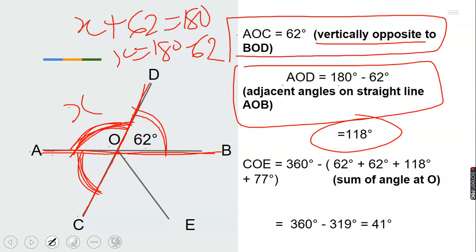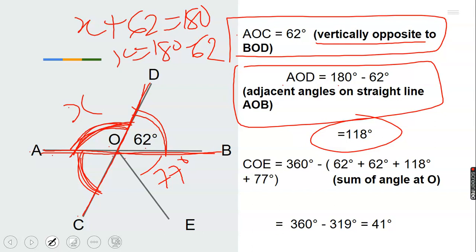Now, we can find COE. We find COE from angles at a point. BOE is 77 degrees. It was omitted. Now, to find COE, we use angles meeting at a point.